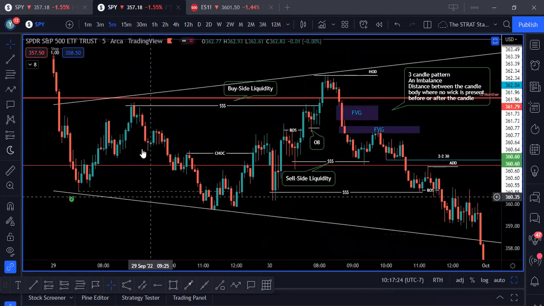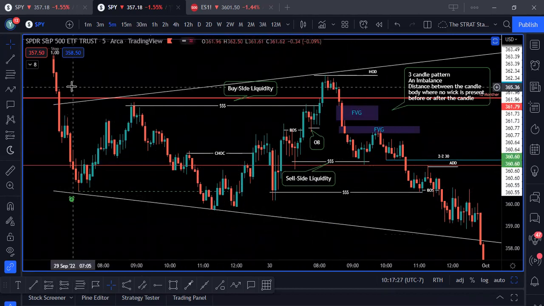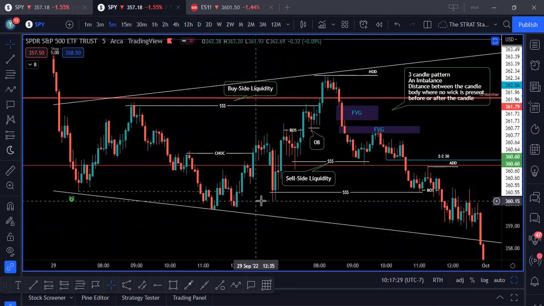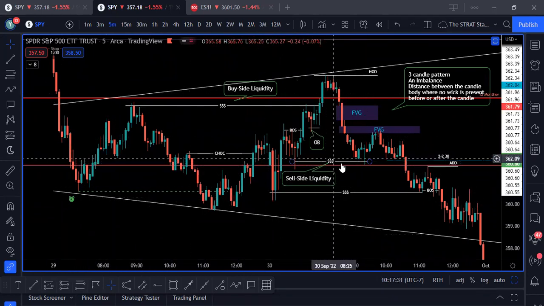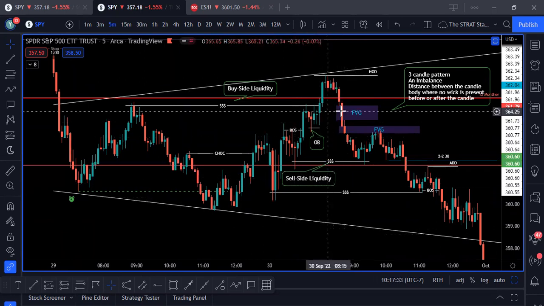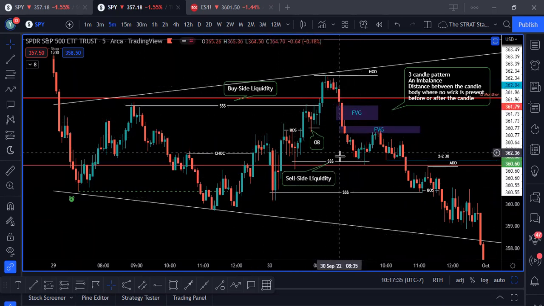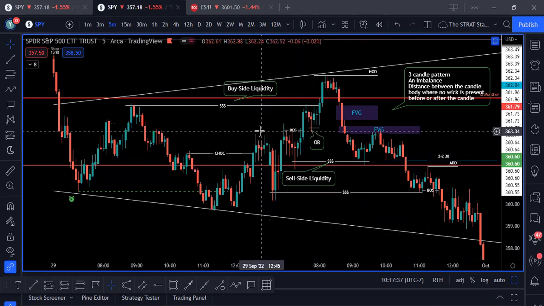When I say external, I'm just talking about the bigger time frames, like the daily and weekly, versus when I'm talking about internal, I'm talking about usually intraday, or within the day. So that's the first thing I'm looking for.